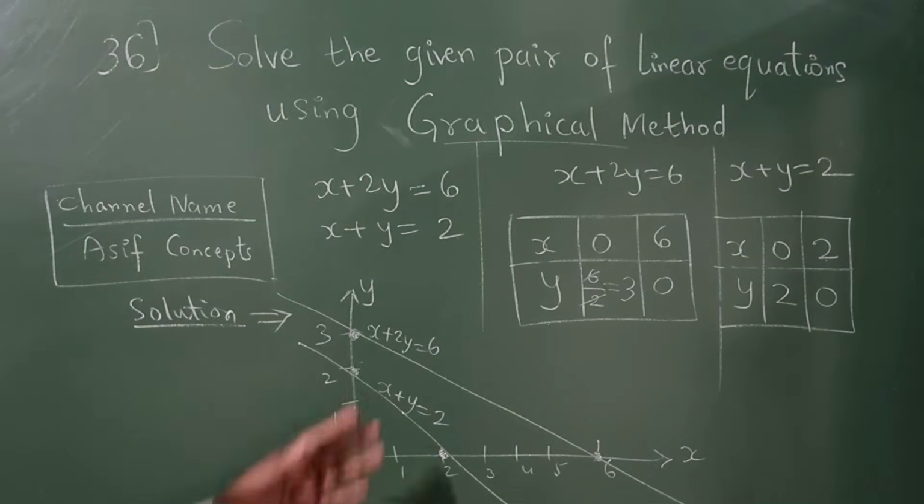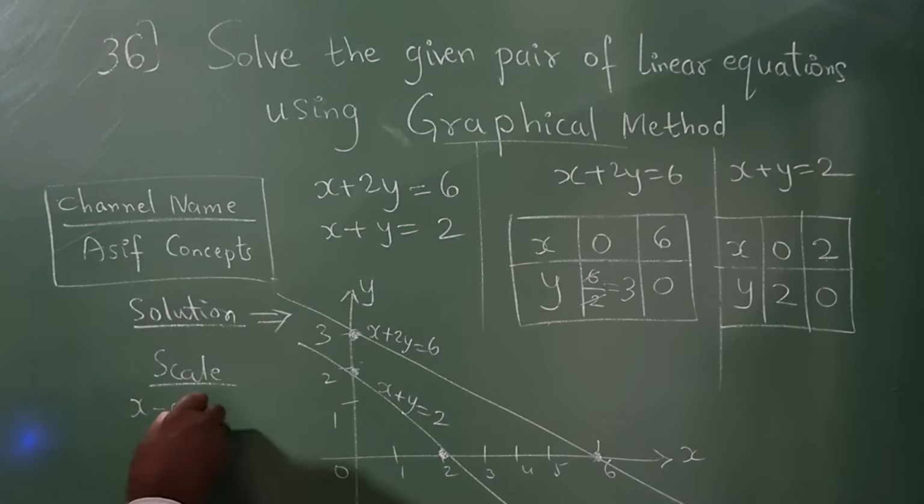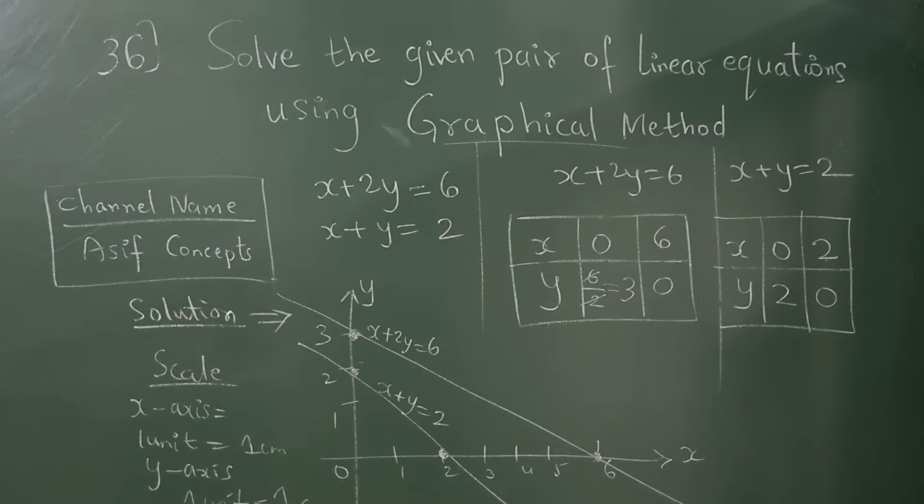Fine. These two lines do not intersect each other. So this is your graphical method. Always remember you need to write the scale or else you may not get marks. On the x-axis, 1 unit, that is this, is equal to 1 centimeter. And on the y-axis, 1 unit, that is this, is equal to 1 centimeter. Fine. This completes your graph. Let's move on to the next model question paper.